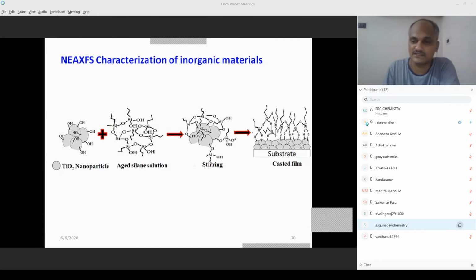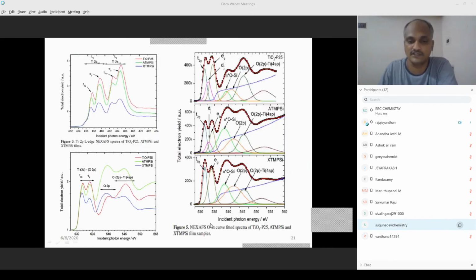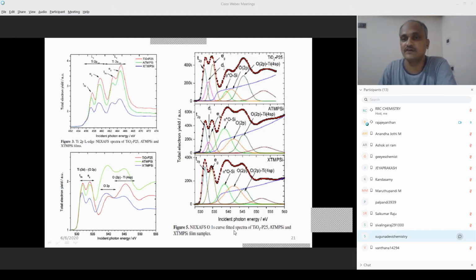But to understand what is happening on the surface, we go for NEXAFS spectra. This is shown in figure 5, which is a NEXAFS spectra of the oxygen K-edge, which is curve fitted. We curve fitted 3 spectra. One is for untreated titanium dioxide, which is at the top, the middle one is titanium dioxide treated with silane in water, and the third one is titanium dioxide treated with silane in xylene.